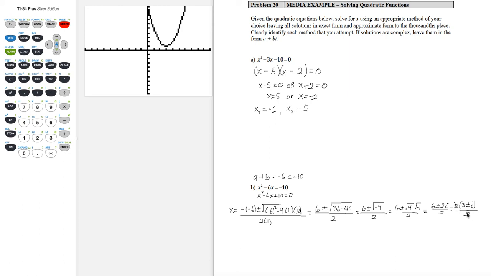The 2's now will factor because I have a common 2 to each term in the numerator, leaving me with my two solutions, 3 plus or minus i. So let's go ahead and write this as x1 equals 3 minus i, and then x2 equals 3 plus i.